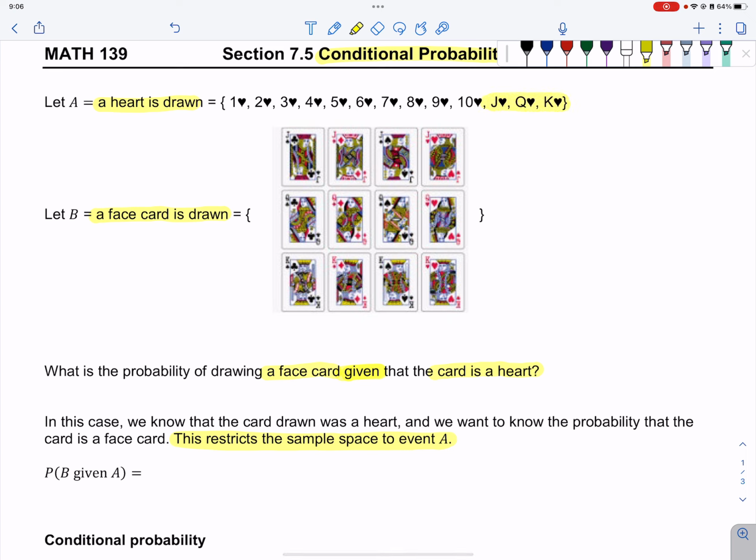Well, we have three face cards in our set of the hearts. So our probability that it is a face card, given that it is a heart, is going to be 3, but it's not out of our 52 cards because we restricted it to this event where a heart is drawn. And we have 13 different hearts, so this probability is 3 out of 13. And this is what we consider conditional probability. We are finding the probability of something on the condition that something else has already happened.